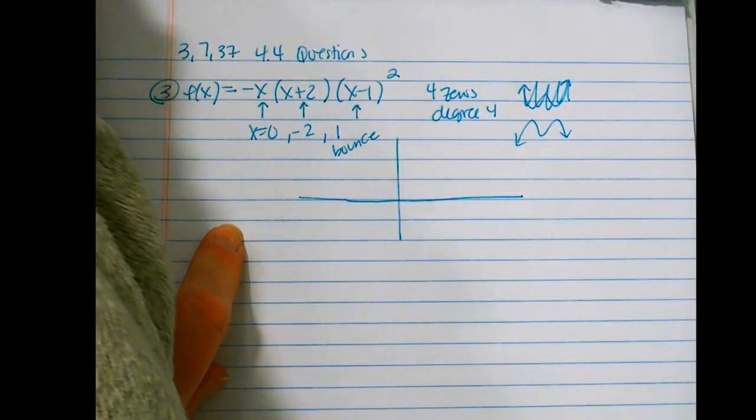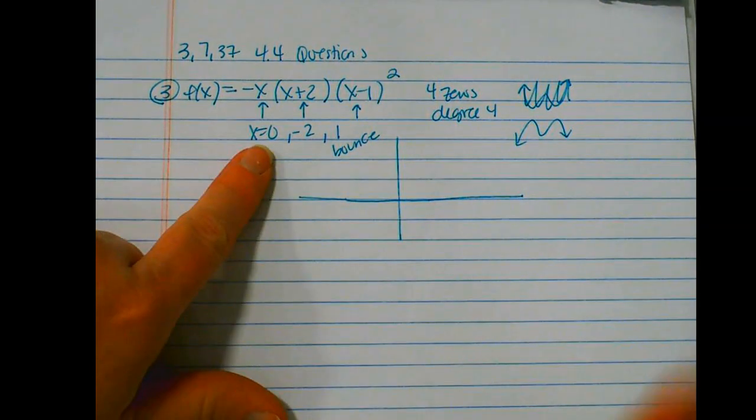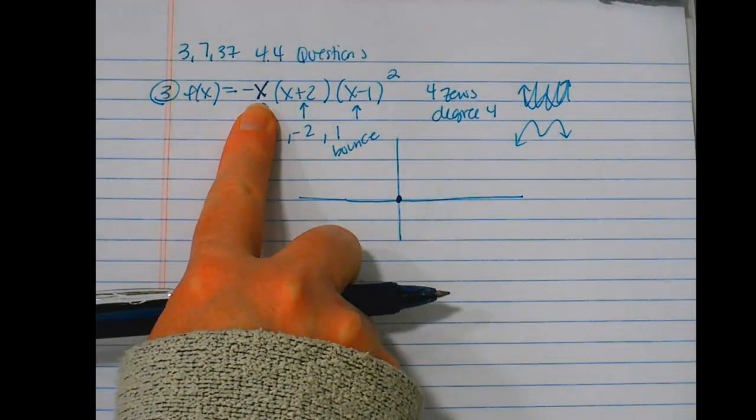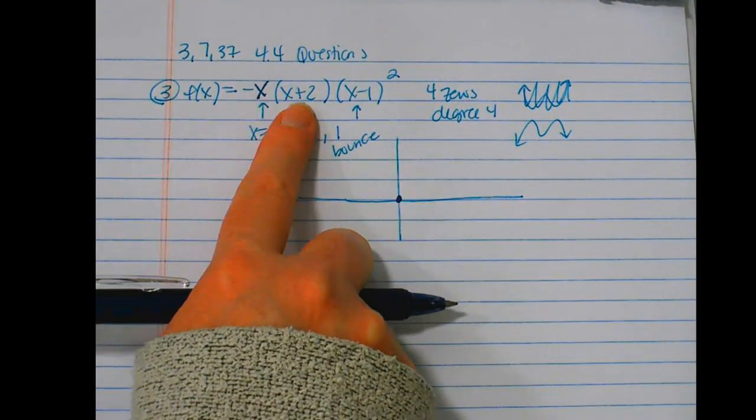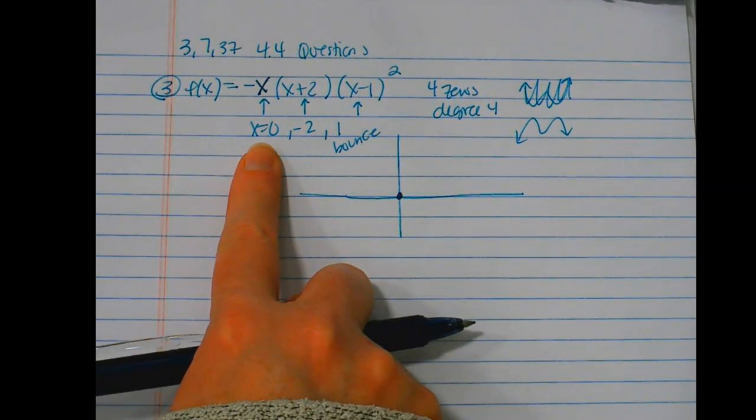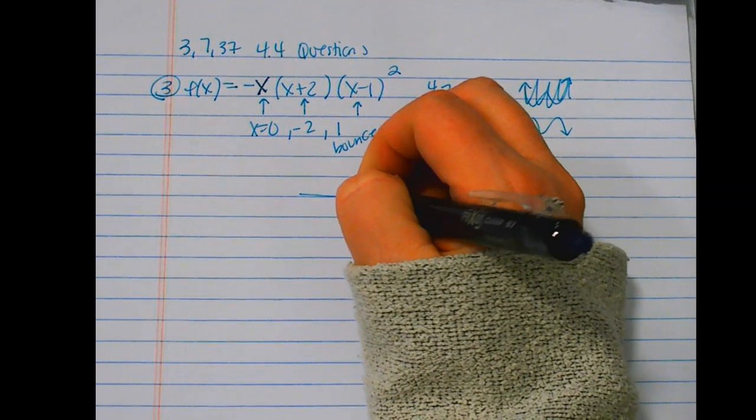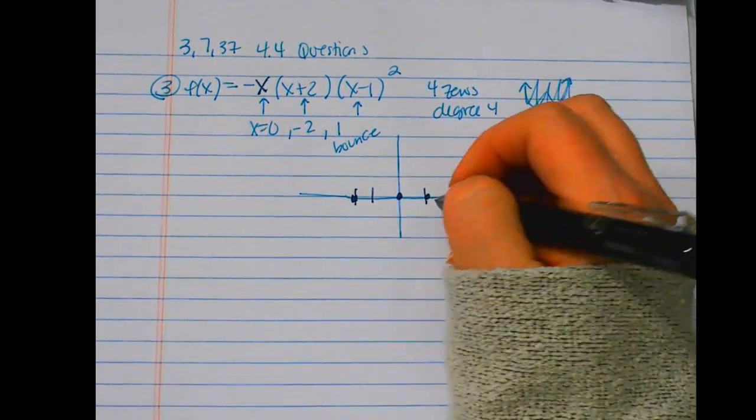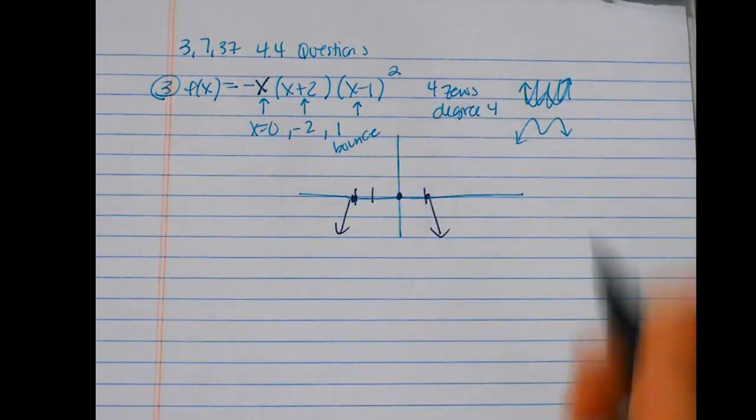So we've got a 0 at 0, which for whatever reason, I don't know why, seems hard for some people to set this one equal to 0. So you set each one that's being multiplied equal to 0, including just x. So x equals 0, and then -2, and then +1, and my end behavior is going down on the ends.